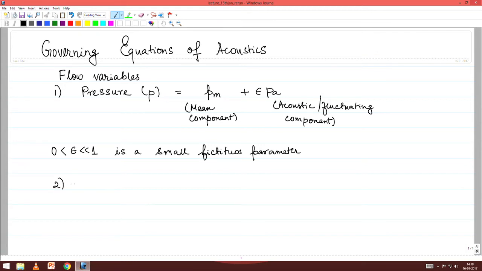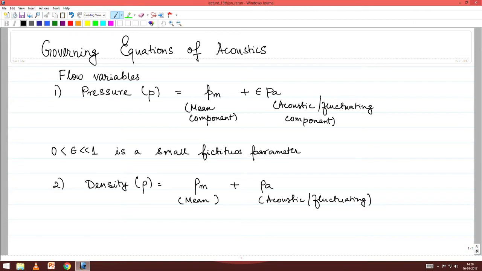Similarly, the density can be broken down into two components, one which we will denote as rho subscript m, meaning again the mean component, plus rho a, and just as usual this is the acoustic or the fluctuating part of density. And again, since we know that the acoustic or fluctuating part of density is small in comparison to the mean density, we will precede this rho a with an epsilon term.